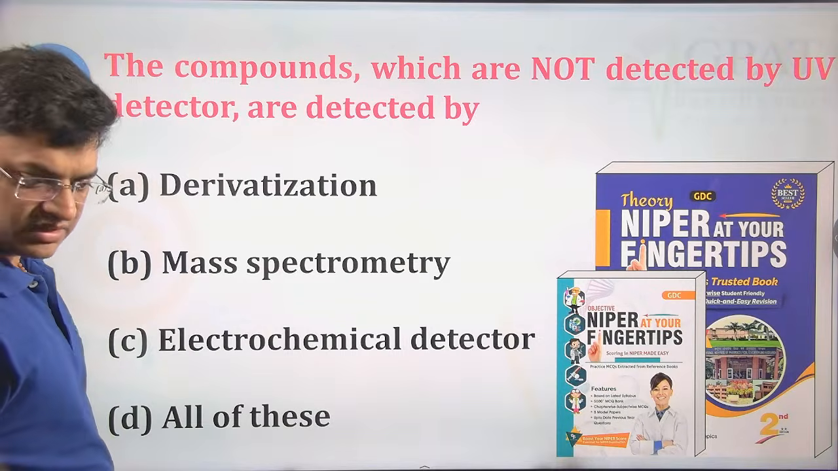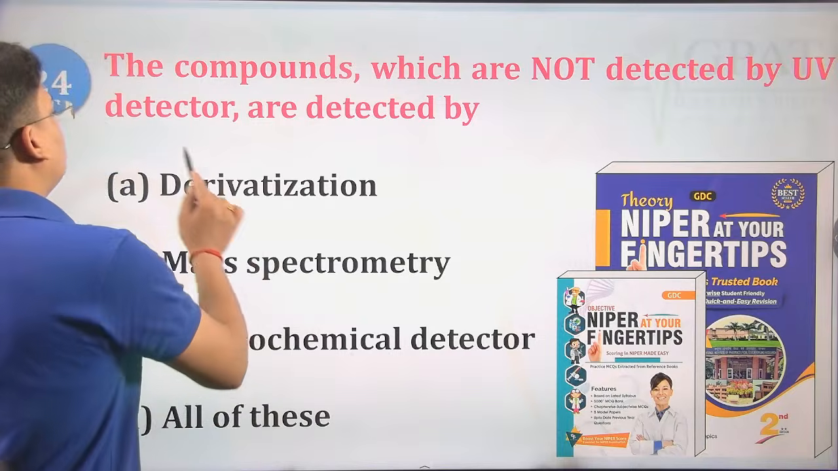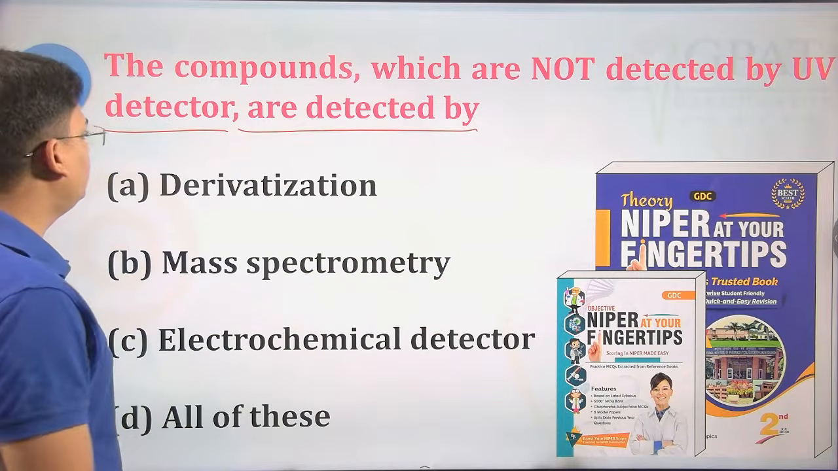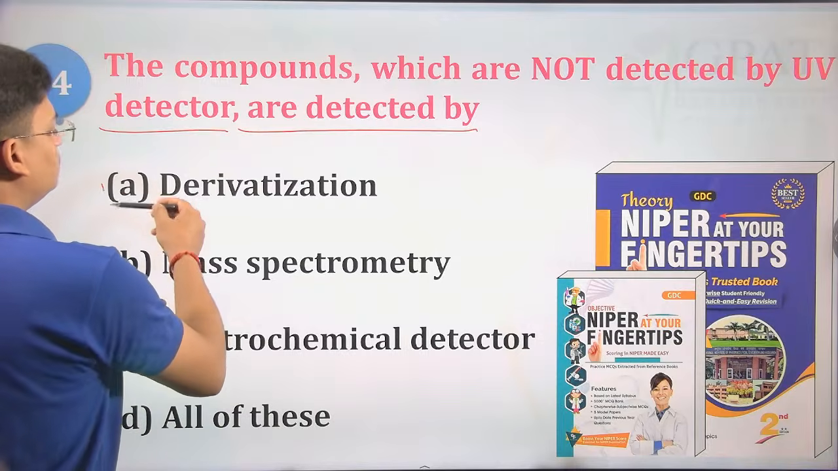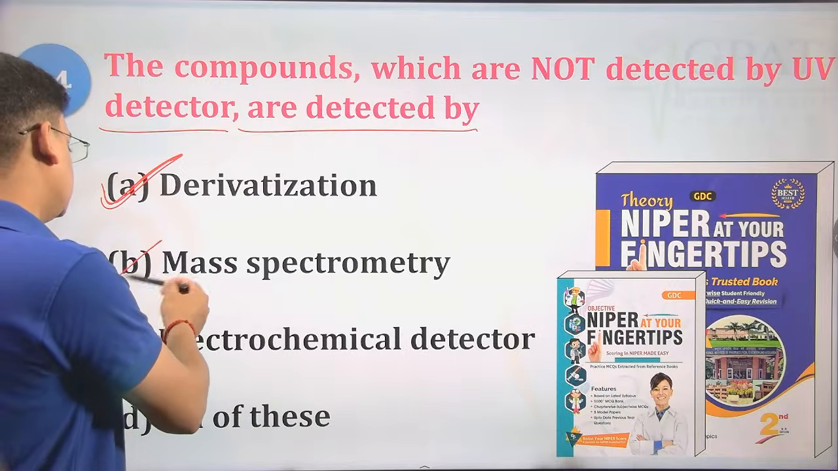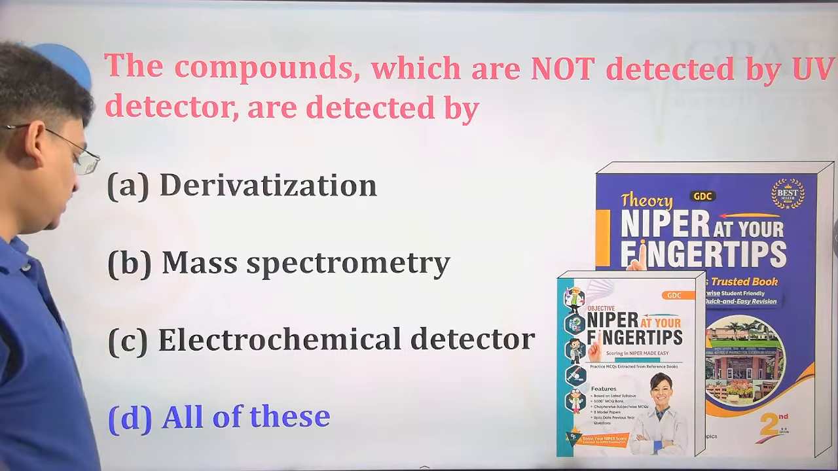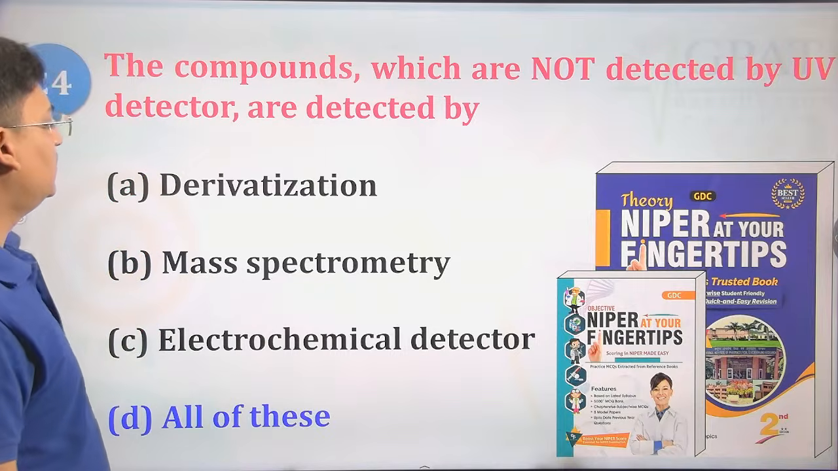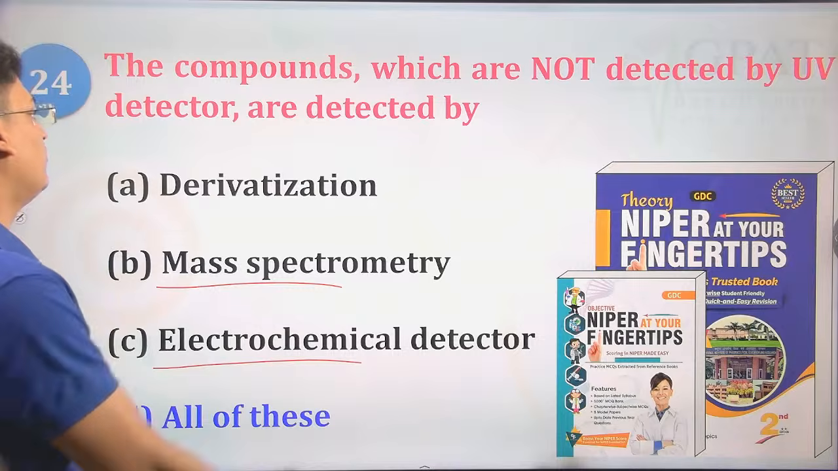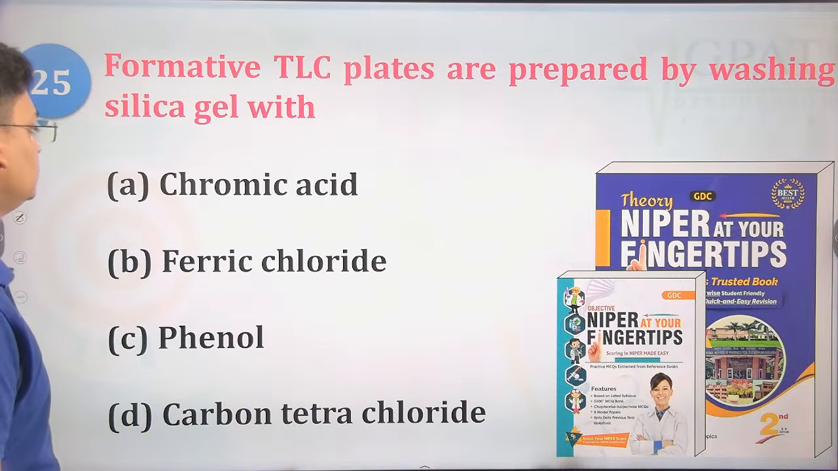Thermal gravimetry, yes, that is correct. The compounds which are not detected by a UV detector are detected by what? So derivatization, yes, that is correct. Mass spectroscopy, yes, you can use that as well. So go with all of the above: derivatization, mass spectrometry, and the electrochemical detector will all be used.